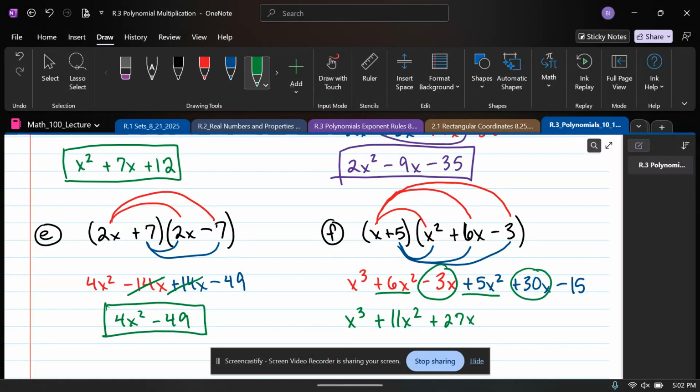Which one's bigger, the positive 30 or the negative 3? The positive 30. So that's why it's going to keep the sign of the 27. The 27 is going to be positive because 30 is bigger. And then last, we just got the minus 15, just tacking it on to the end down there. And there we've multiplied out a binomial times a trinomial is what that is. 2 terms times 3 terms. Not incredibly difficult, just a little bit longer.